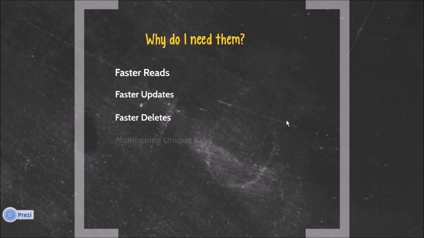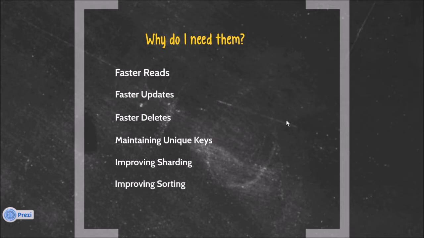Similarly, I can use indexes to maintain certain constraints on my documents. Like if I want to make a particular key unique across the collection, I can use a unique index to do that. Indexes can help us to improve sharding as well. Sharding works on a sharding key, and that sharding key, if it is properly indexed, will help you in faster sharding. Indexes can help us in sorting as well. We can see that in an example of how each scenario will be affected if we use indexes.